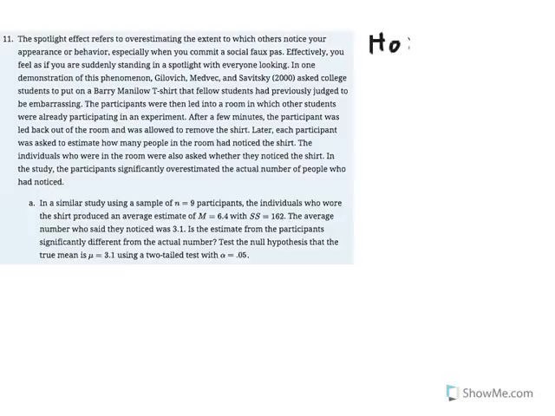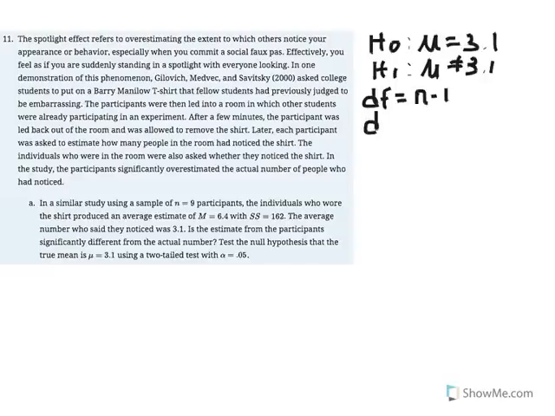those who were asked to estimate how many noticed them is equal to 3.1. The research is saying that their estimate is actually going to differ from 3.1. And we need to determine what our degrees of freedom are to find our critical t-value. So degrees of freedom is equal to n minus 1. Degrees of freedom in this case will be 9 minus 1, which is equal to 8. So we're going to find our critical t using degrees of freedom equal to 8.